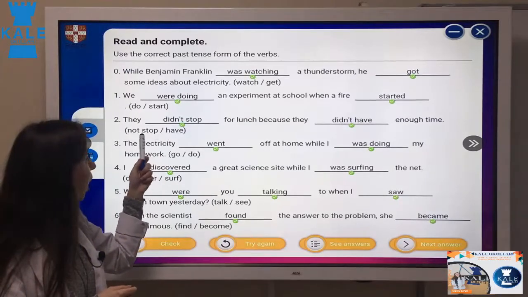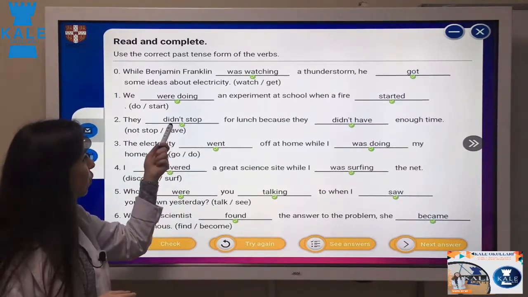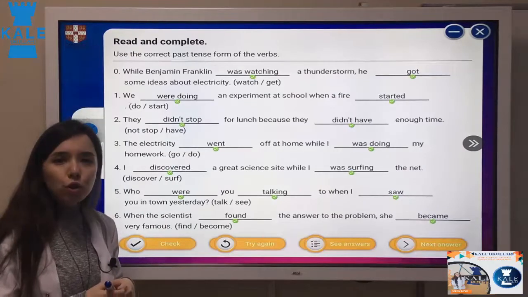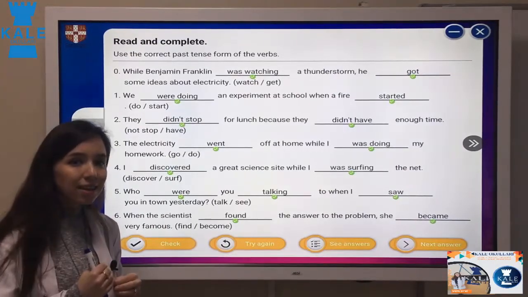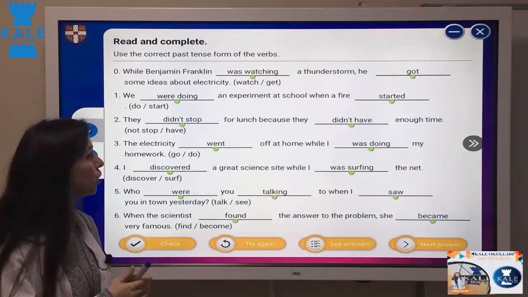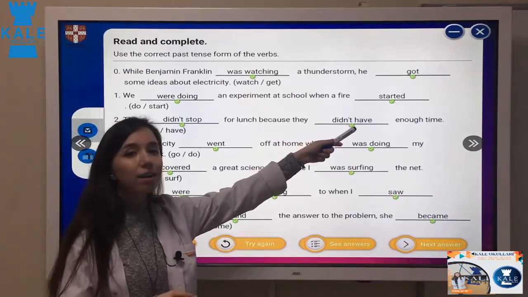And because our verbs are in negative form, we use didn't for them. You know that to make a sentence negative in past simple, you just need to put didn't and the verb.